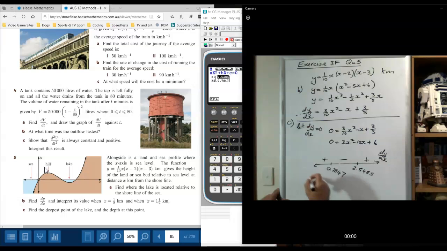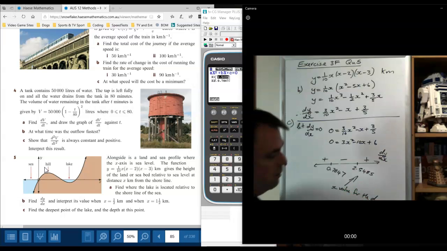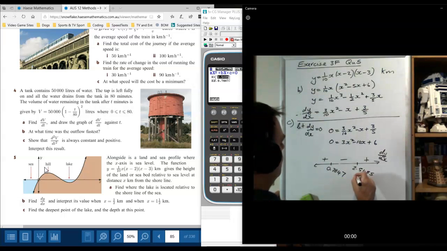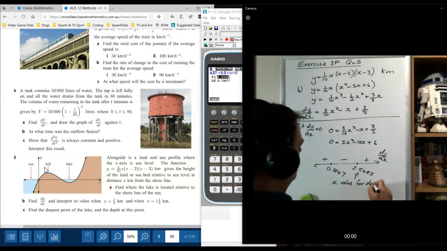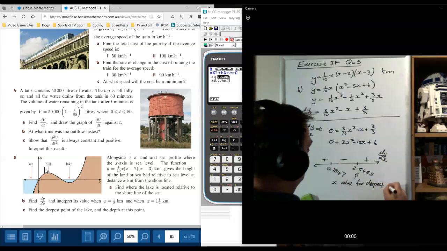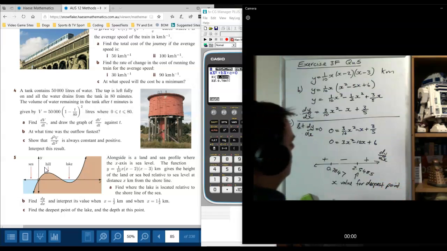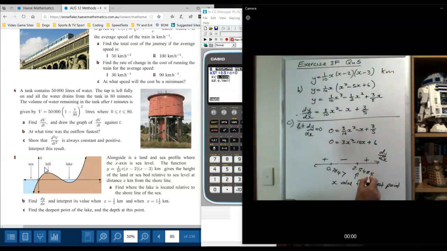You've then got to substitute this. So that's the x value for the deepest point. So we'll have to sub that number all the way back into there. Well, that will be annoying as well, so I'll pause the video, I'll put it back in, and then we'll get the depth of the lake.